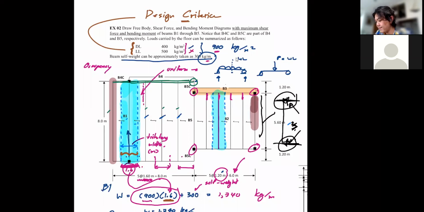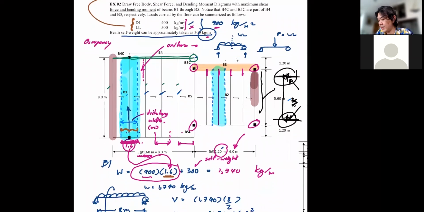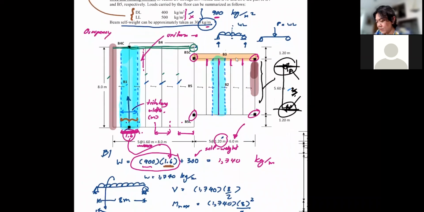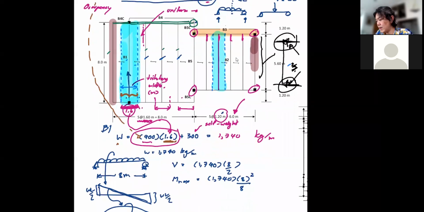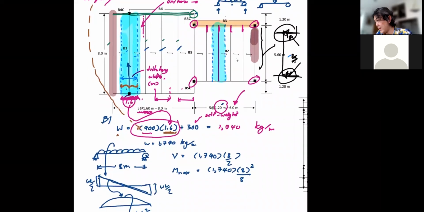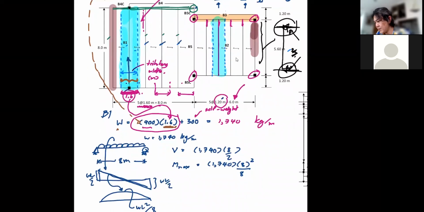So with that, you now can calculate the uniform load acting on B1 right here, the load from that, bringing down here, multiplied by the tributary width, plus the weight of the beam itself. So you have the final number 1740. We can use that to calculate the beam. Now you need to pick the right length of the beam as well. And from the plan, you see that B1 is 8 meters long. You can use that to calculate.